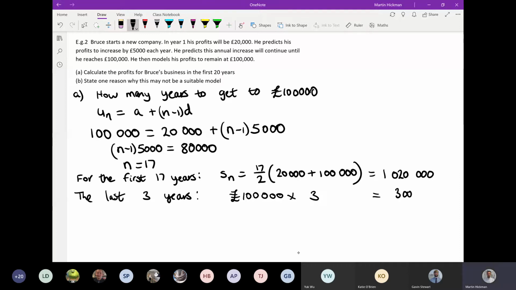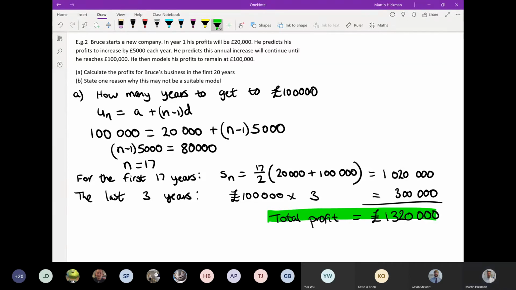So we just get 300,000 there. So your total profit, just add this together, and we just get £1,320,000. Okay, that's quite a big number, but it makes sense here. You're getting tens of thousands of pounds, and then even hundreds of thousands of pounds towards the end. So having a profit that's a little bit over £1 million, that number makes sense.